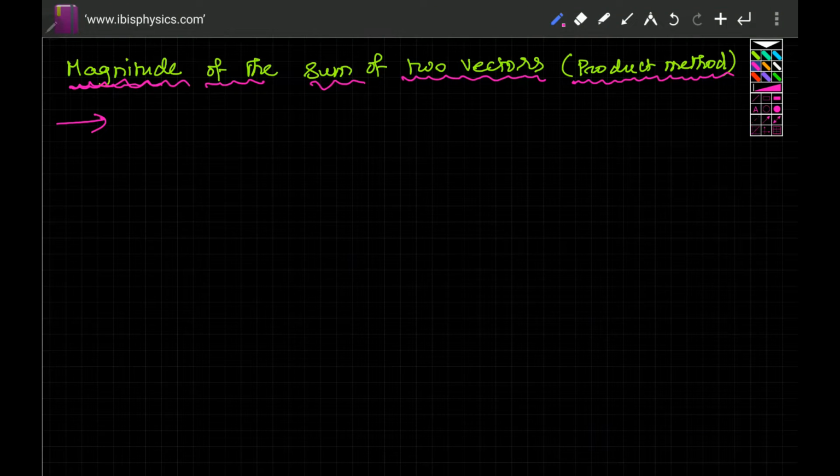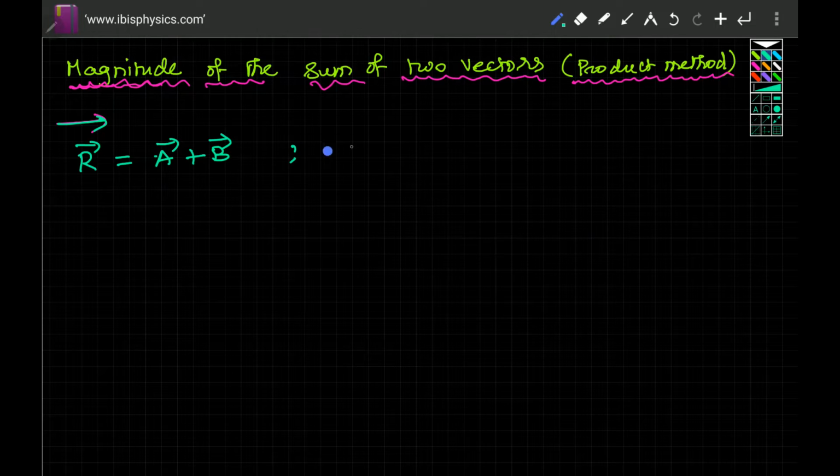So the magnitude of the sum of two vectors. We have done this already using the parallelogram law. So without the parallelogram law, how do we do that? Suppose a vector is one vector and b vector is another vector. We know that the resultant vector r vector is a vector plus b vector.